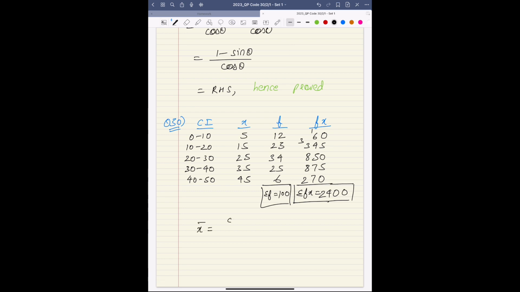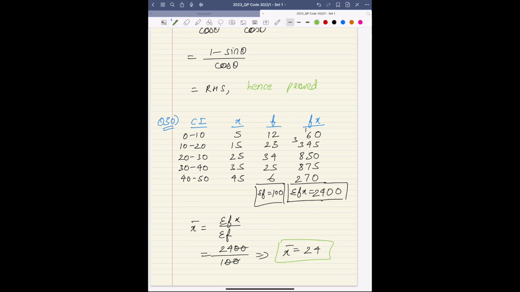Mean is nothing but summation fx upon summation f. So you get 2400 divided by 100. Mean marks, in short, the average marks people got is 24 out of 50. So this is the average score by most number of students. This is the average mark. Okay. Moving to question number 31.